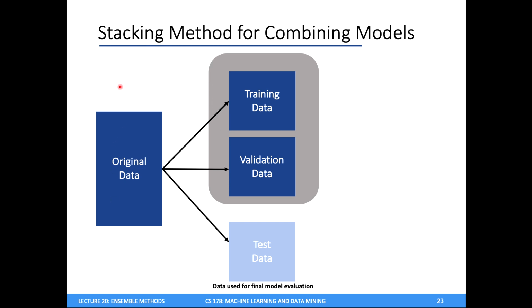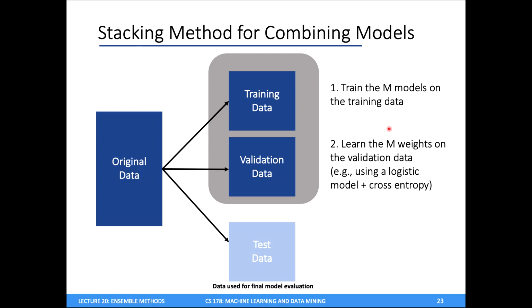The idea behind stacking is we're going to take our data and split it again into a training set and a validation set. On our training set, we're going to fit our M models. So we fit every model on this training data set. And then we're going to take our M models and learn the corresponding weights of these models using the validation data. In other words, we're going to fit a logistic model using, say, cross-entropy loss on top of the predictions coming from our original models. So we'll see an example of this on the next slide, but the idea is we'll use validation data to learn these weights.